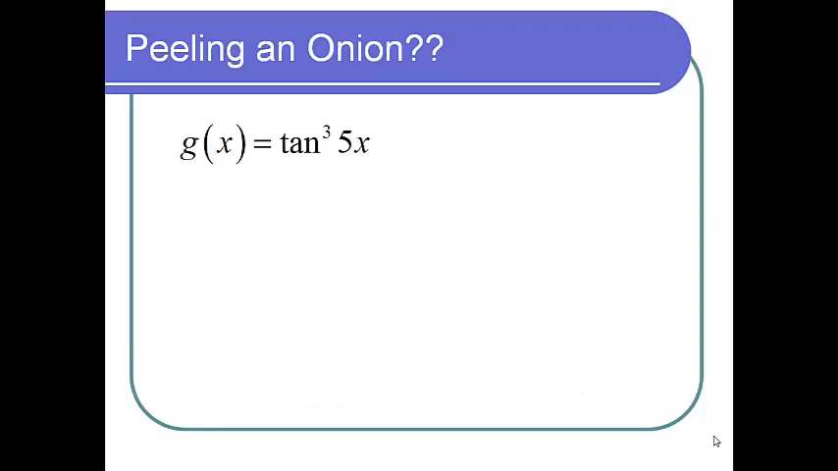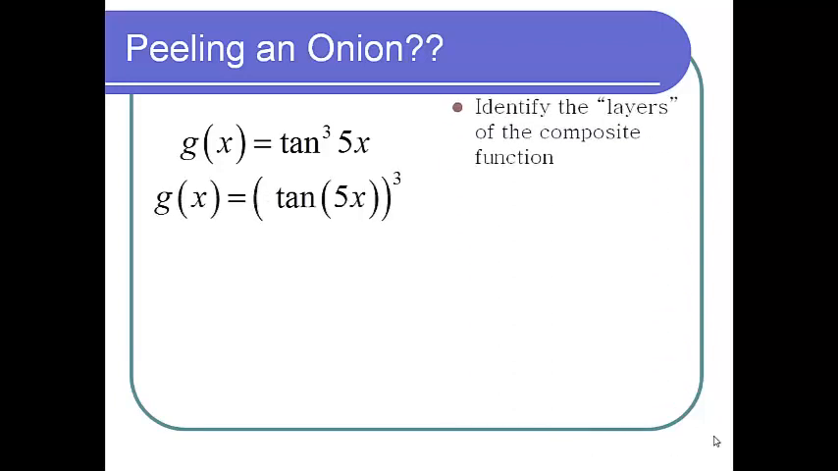Think of it like peeling an onion. When you peel an onion, you always start on the outside and you work your way in. So on the outside function, identify the layer. So on the outside, we have a cube. This whole quantity is being cubed. So the outside function is the cube.